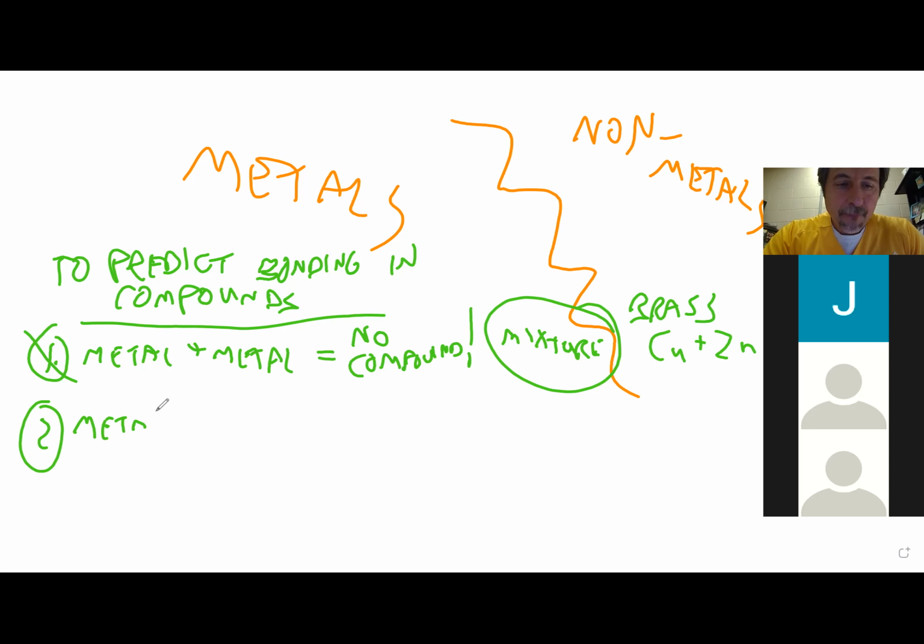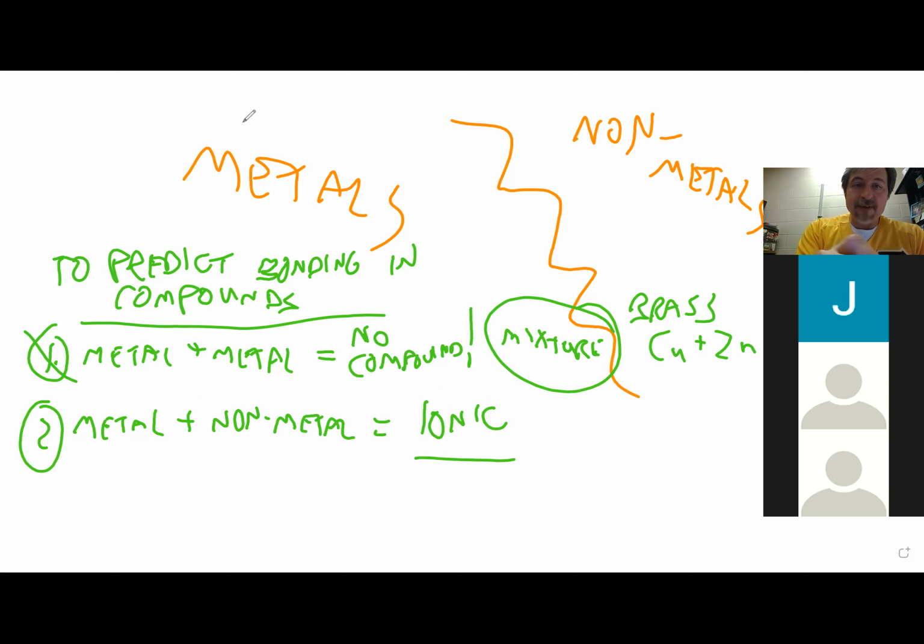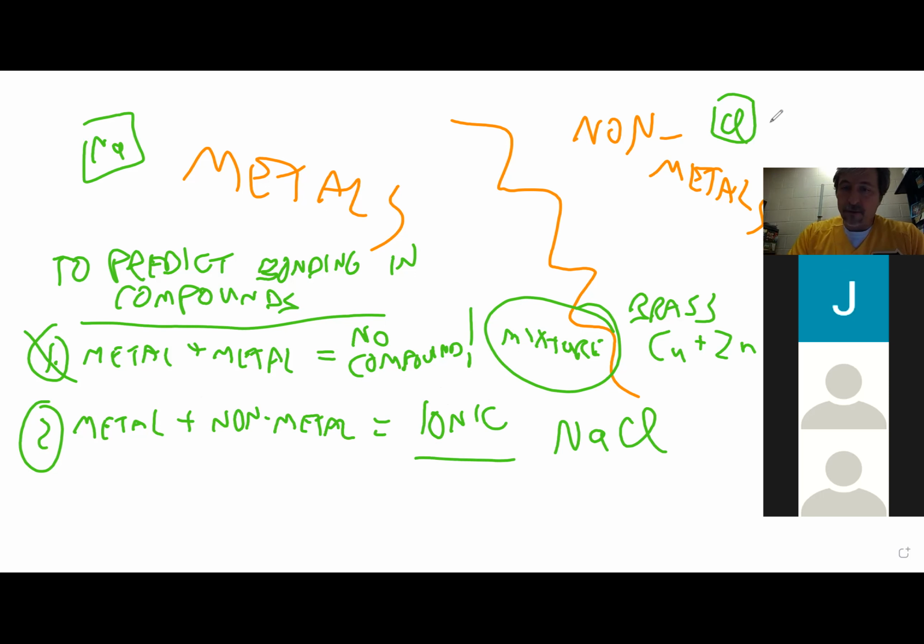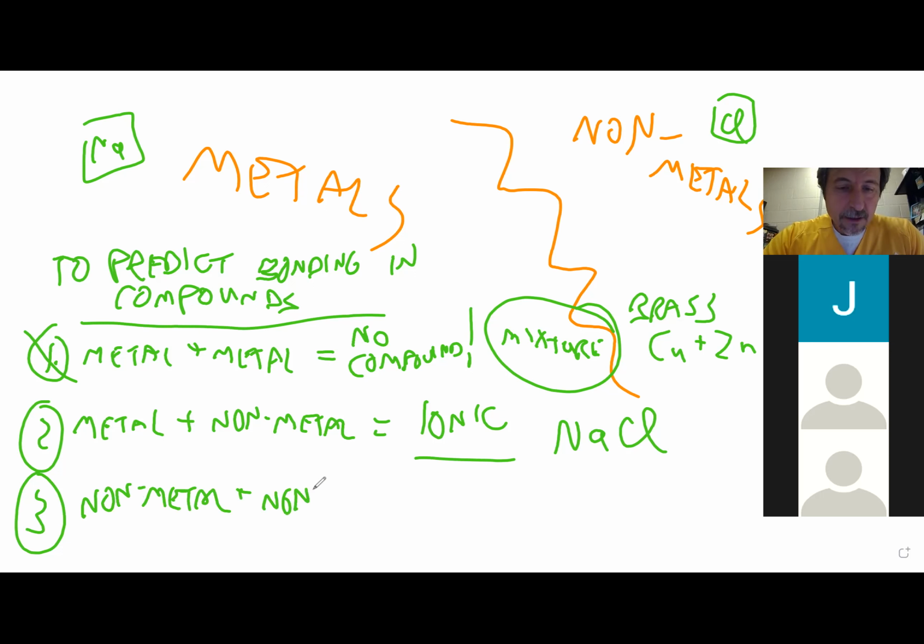Metal plus nonmetal is where you have ionic bonding. So if you have an element over here that's on the metal side, combining with an element over here on the nonmetal side, that's going to be ionic bonding. Na is way over here. Cl is way over here. NaCl is a metal plus a nonmetal. With me? Then the other possibility is nonmetal plus nonmetal. And that's covalent bonding, sometimes called molecular, same thing.